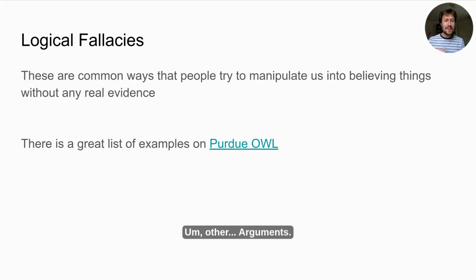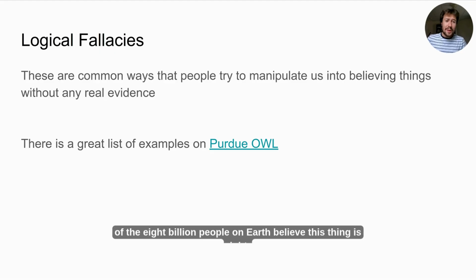Other arguments, the if everyone is doing it, the bandwagon argument. You see this a lot in terms of like ethics. People will say, oh, well, 7 of the 8 billion people on Earth believe this thing is right, and 7 billion people can't be wrong. Well, 7 billion people could be wrong.